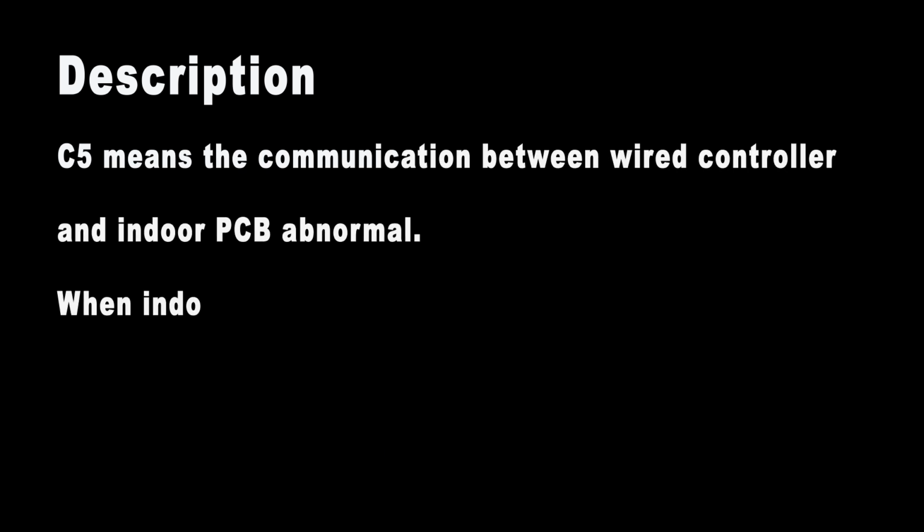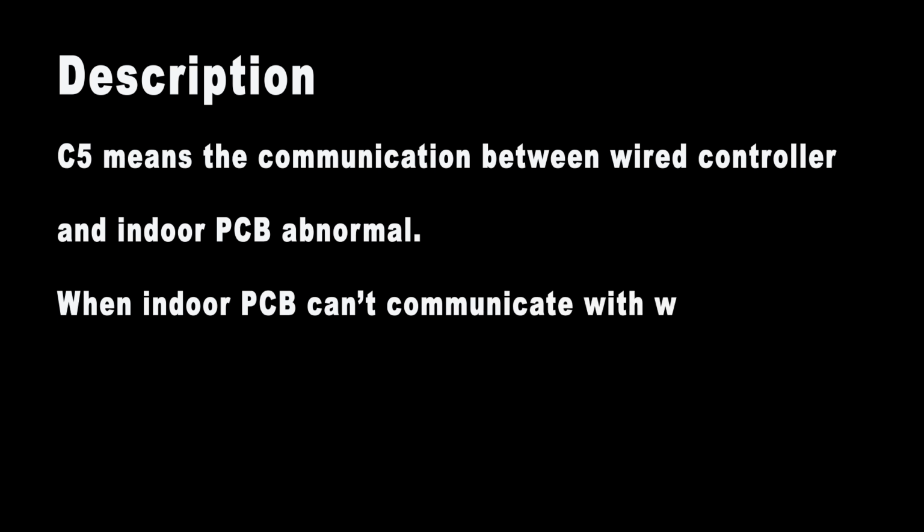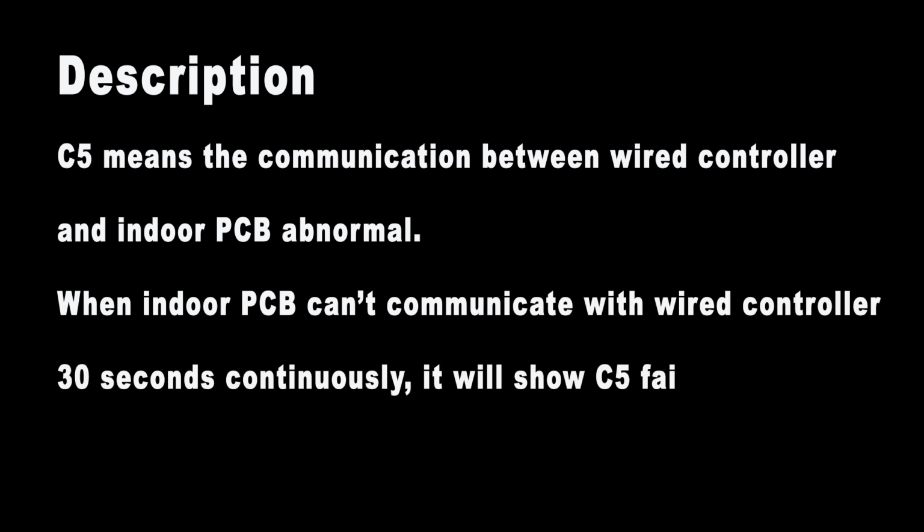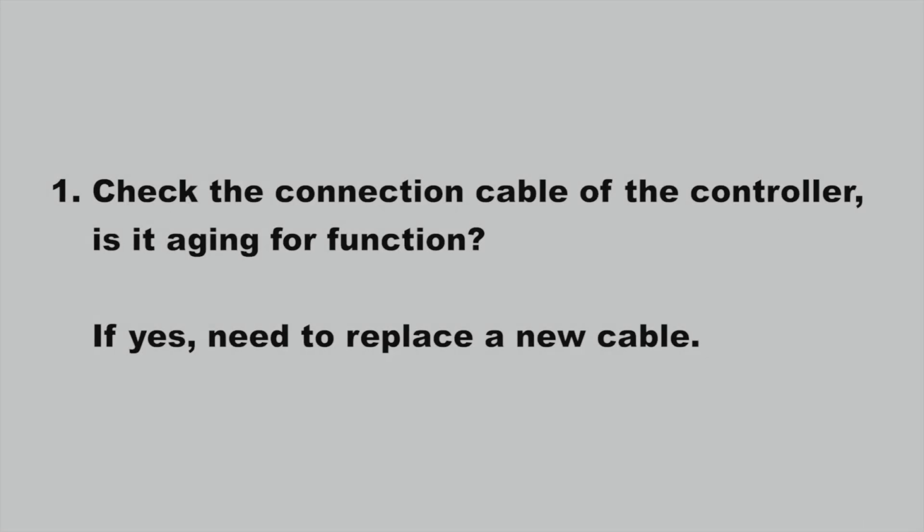C5 means the communication between the wired controller and indoor PCB is abnormal. When the indoor PCB can't communicate with the wired controller for 30 seconds continuously, it will show the C5 failure code on the controller. 1. Check the connection cable of the controller. Is it aging? If yes, need to replace with a new cable.